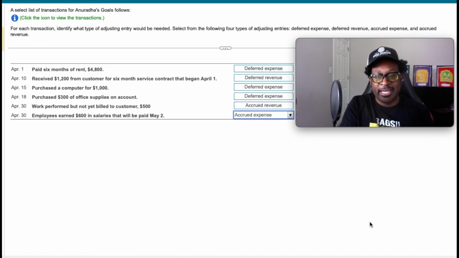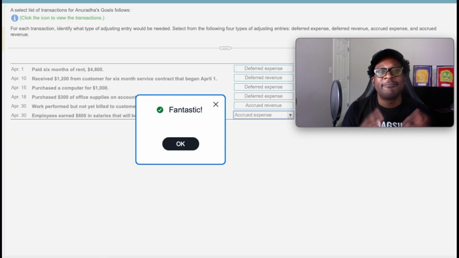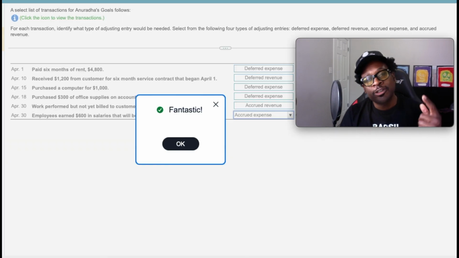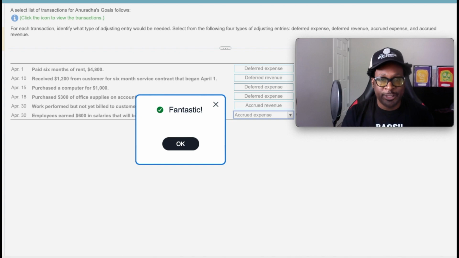So we're going to check the answers on all of these. Fantastic, gang. So there you have it. A beautiful illustration to set the tone for us further explaining accrued expenses, accrued revenues, depreciation, unearned revenues, and prepaids.